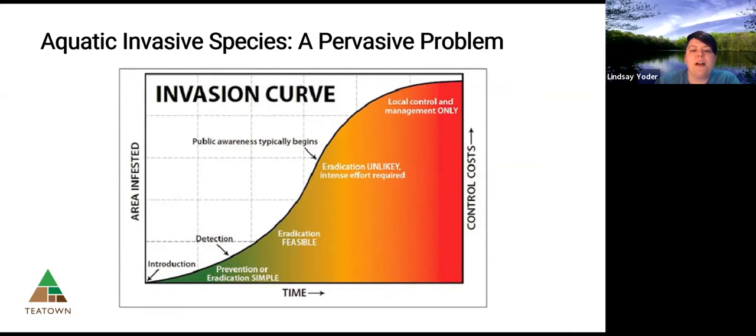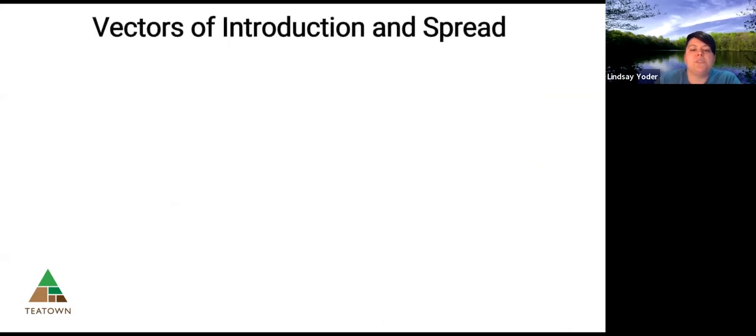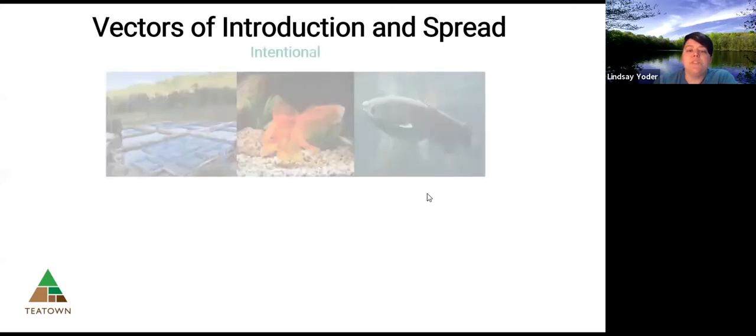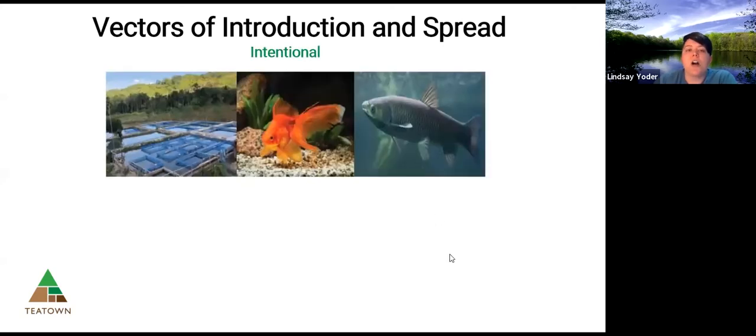So let's talk a little bit about how these plants get introduced and how they spread. Invasive species can be introduced through a number of different mechanisms, and these are known as vectors. And for aquatic invasive species, the primary vectors for species introduction are usually going to depend on whether or not the species was introduced intentionally or by accident. So some intentional means: aquaculture, either as food for human consumption or for use in commercial or recreational fisheries as bait or potential sport fish.